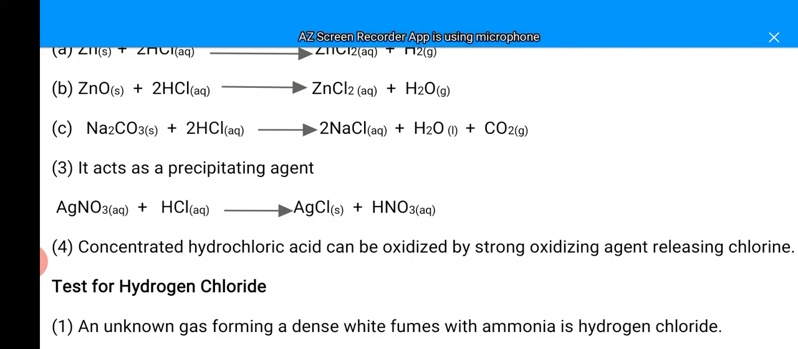But if H2SO4 is used, nothing will happen to it. It will not get oxidized by the oxidizing agent. But HCl can be easily oxidized, and you are going to have chlorine being released.